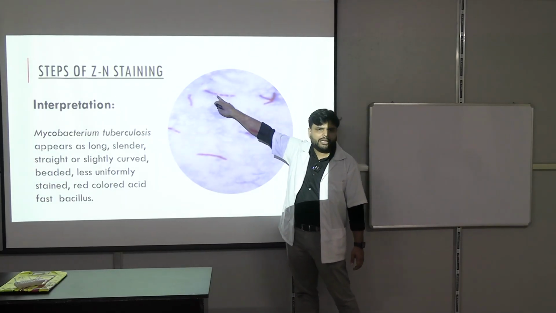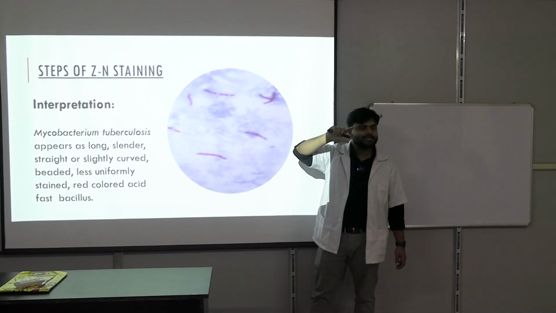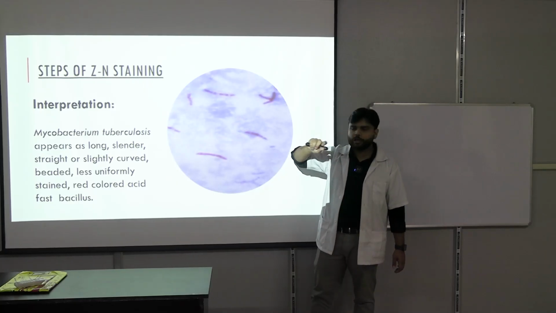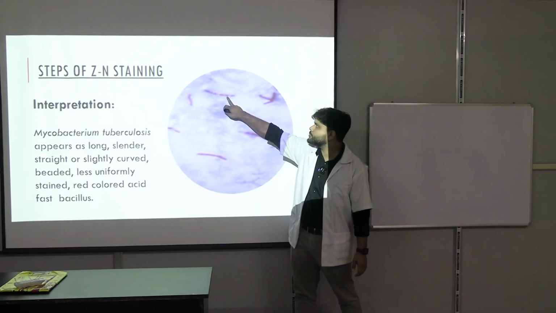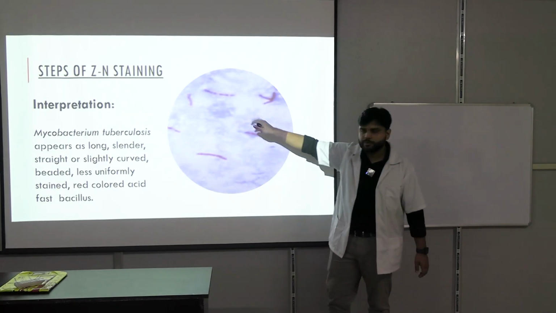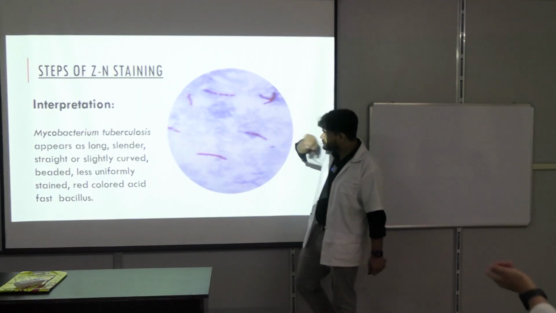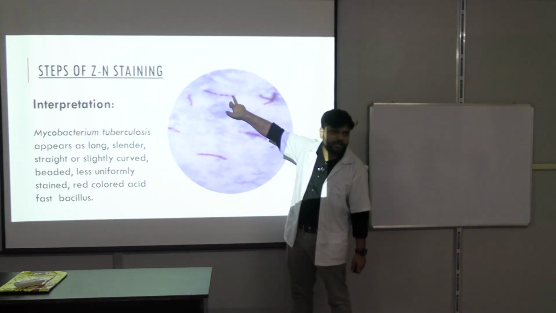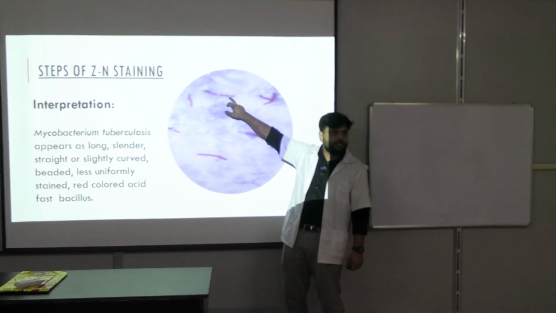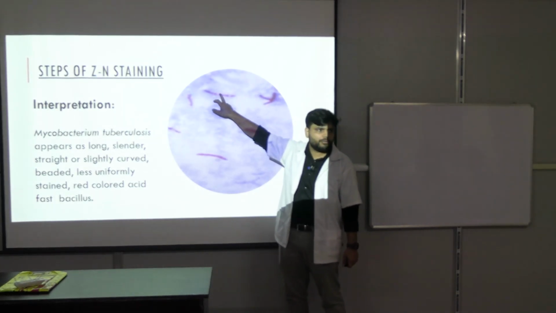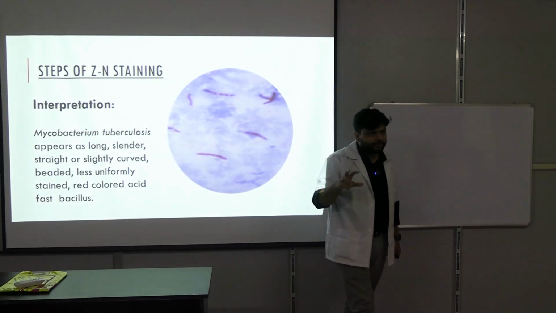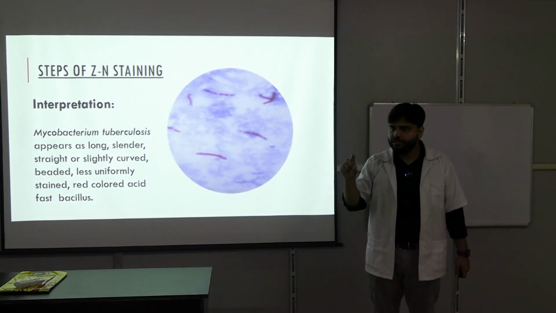This is due to the irregular staining of the cell wall of the mycobacteria. Can you see this beaded appearance, these small dots? This is how it's supposed to look, okay? Less uniformly stained. Can you see that this part is stained very nicely, but this part is not stained nicely? So this is less uniformly stained. In case of gram staining, everything was uniformly stained, remember?